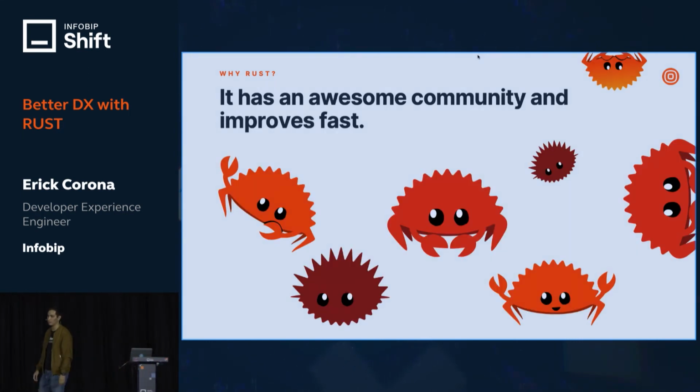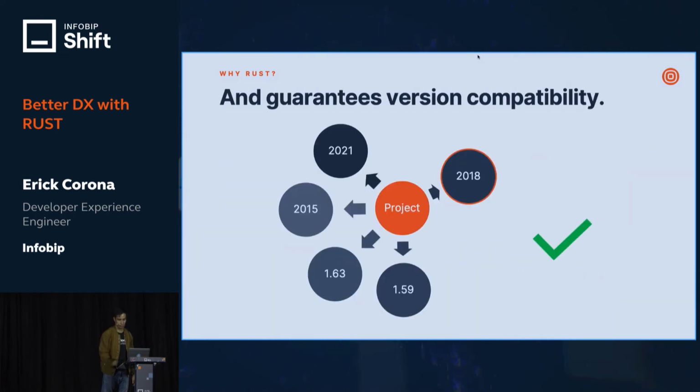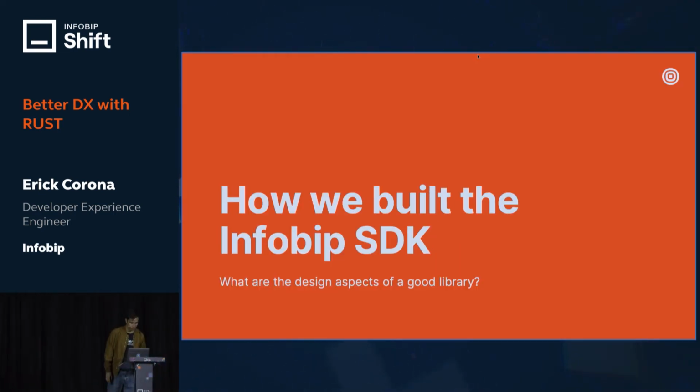Also, it has a very cool community that is growing fast, and the core team that develops Rust is improving the language every couple of months in significant ways. And even though we have that fast-paced improvement, we don't have problems with versions because Rust guarantees that versions are compatible between them. So, for example, if you have a project that has the 2018 edition of Rust, it can have dependencies that use the 2021 or the 2015 edition, and you don't have any hassles.